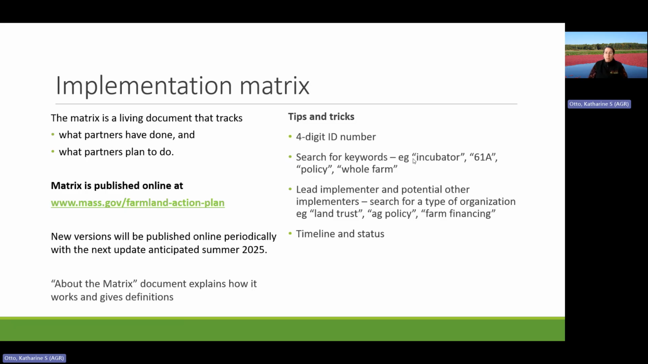So a little bit about the implementation matrix. It is a living document that tracks what partners have done and what partners are planning to do. In the last year, in 2024, there was a lot of time spent reviewing all of the items in the matrix and making sure that they match what we believe was coming next and what is already in progress. The matrix is published online and is updated periodically. It's on the Farmland Action Plan website.